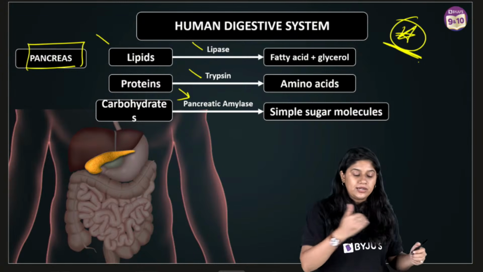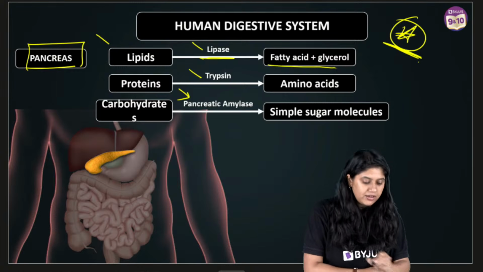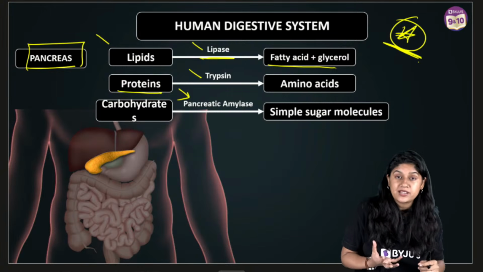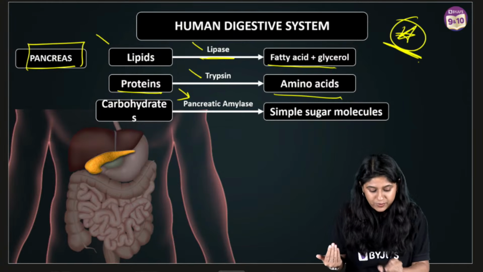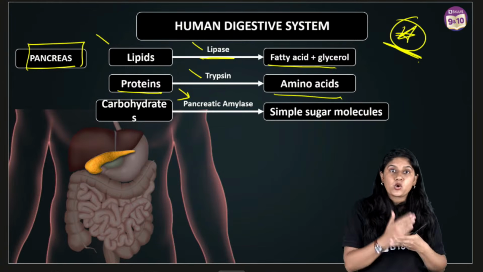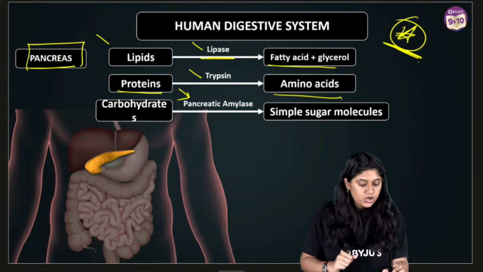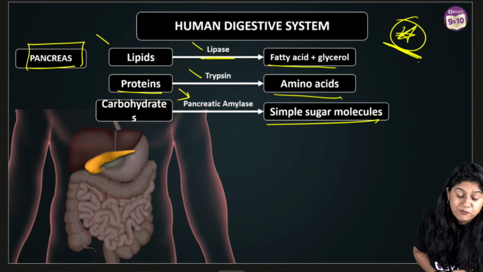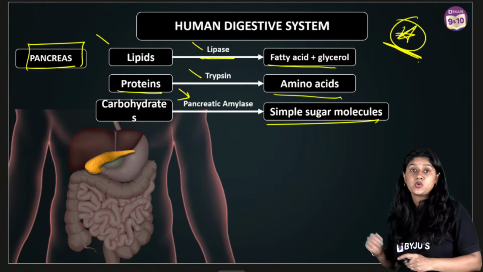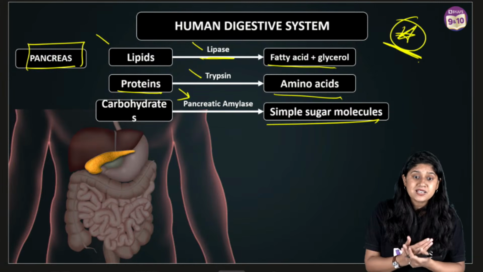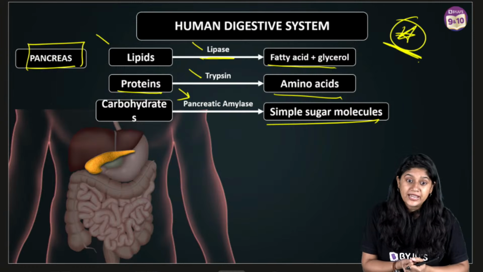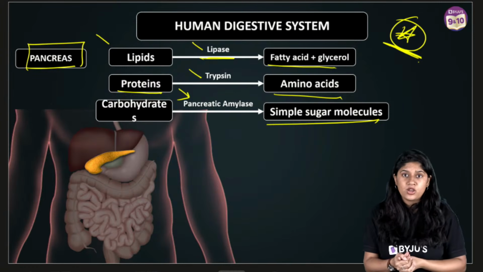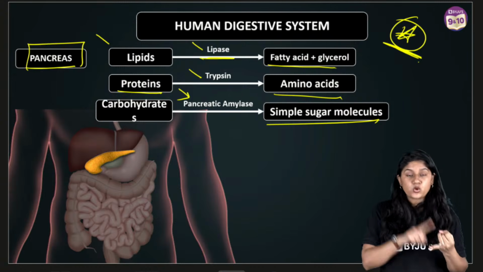Lipids will be broken down by the lipase into fatty acids and glycerol. Proteins will be acted upon by the trypsin enzyme, which helps in the breakdown to amino acids. Carbohydrates will be broken down by the pancreatic amylase to simple sugar molecules. So if someone asks you what is the role of the pancreas in digestion, this is what we will be writing. The pancreas plays a very important role in the digestion of fats, proteins and carbohydrates.